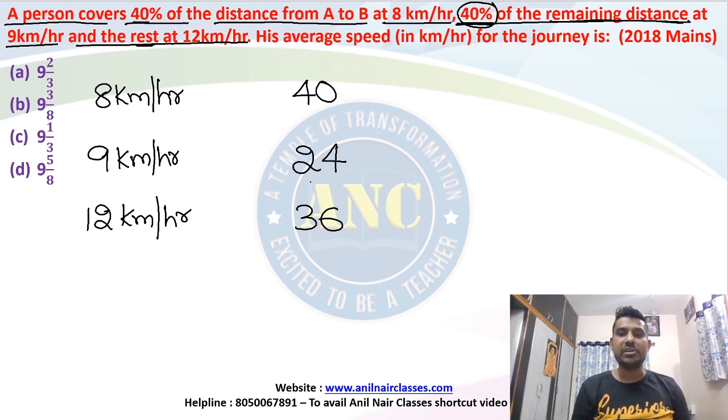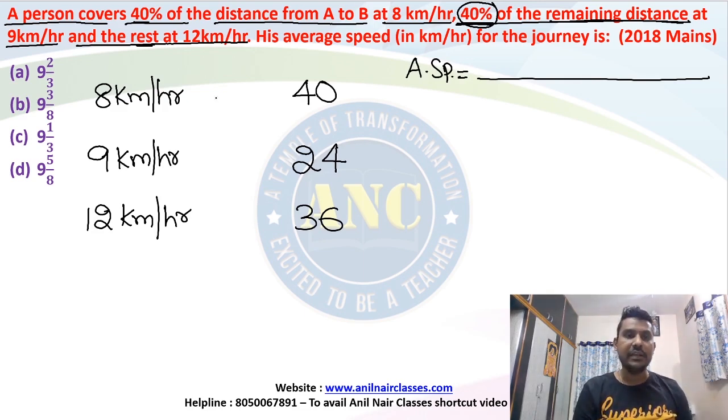Now, total distance divided by total time is nothing but the average speed. So, can I say that average speed is nothing but total distance divided by total time. These are all kilometers, right? These are the distances only. So, total distance as of now is 40 plus 24 plus 36, divided by total time.